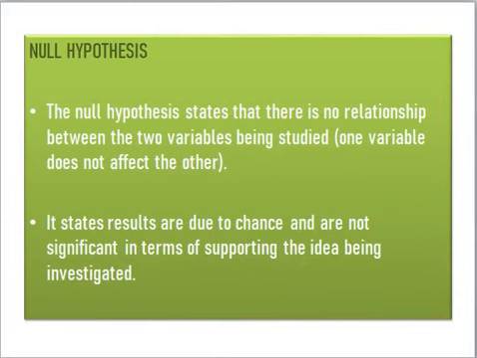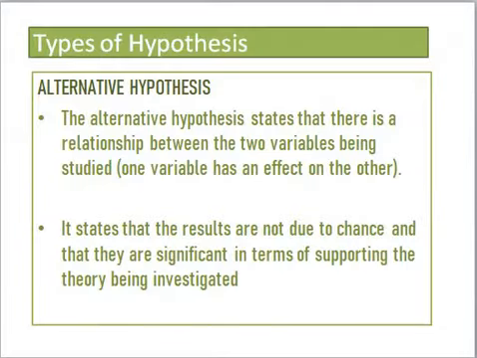And in case of an alternate hypothesis, it states that there is a relationship between two variables. That is, one variable depends on the other variable. And here it states that results are not due to chance, and are significant and support the theory. There will be some theories, and the study will always be supporting the theory.